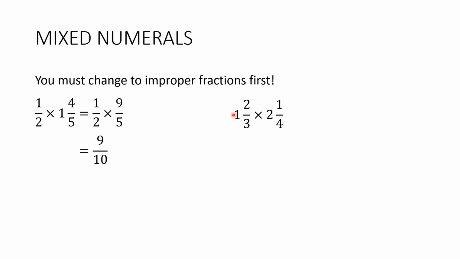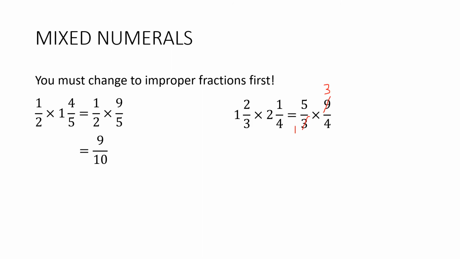3 ones are 3, plus 2 is 5. 5 thirds. 4 twos are 8, plus 1 is 9. 9 quarters. Okay, now let's look for anything we can cancel. This 3 cancels into the 9. Can you see that? So 3 into 3 goes once, and 3 into 9 goes 3 times.